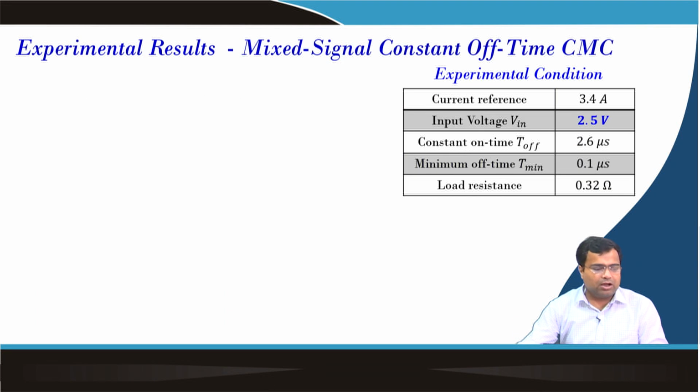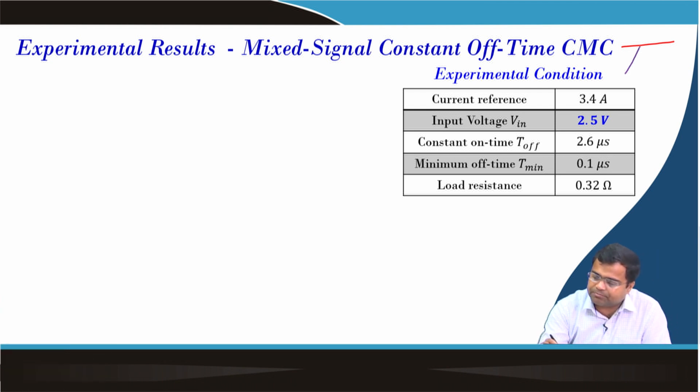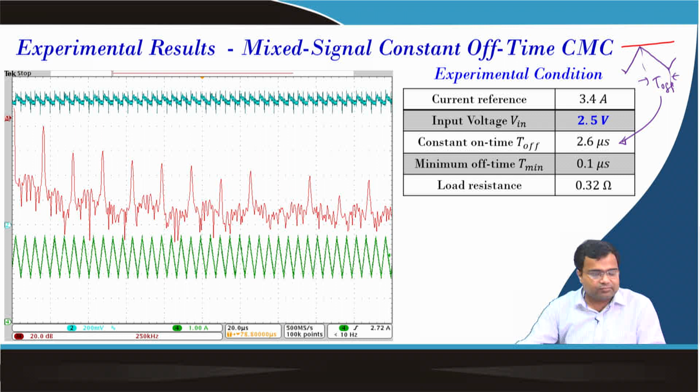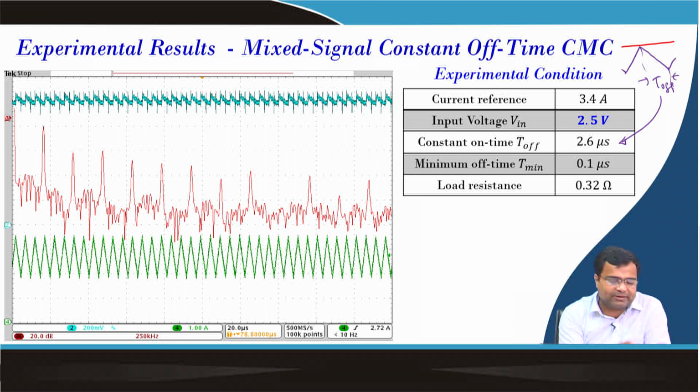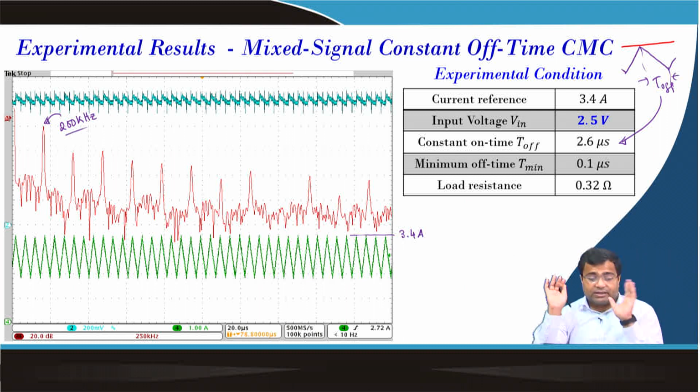Now we are going to show experimental results using mixed signal constant off time control, and you know this is a peak current mode control where we are fixing the peak current, and we are fixing this constant off time T off, and we are considering T off to be 2.6 microsecond. Now this is an experimental result with 2.5 volt input, and this peak current is 3.4 ampere, and you will see the stable perfect behavior, and it is more or less coming to be around 200 kilohertz.